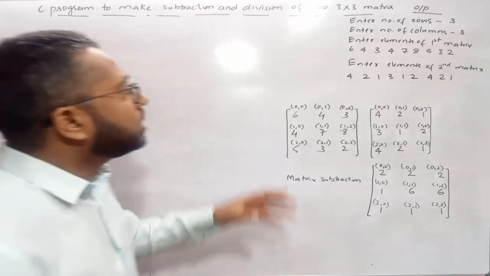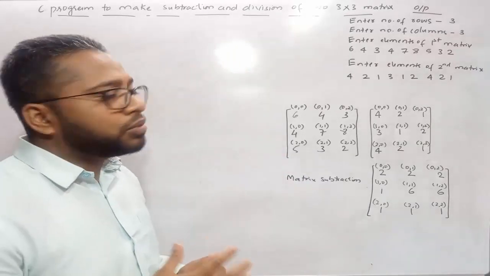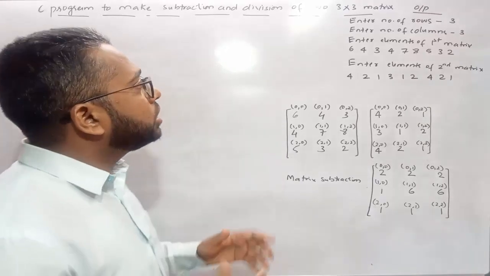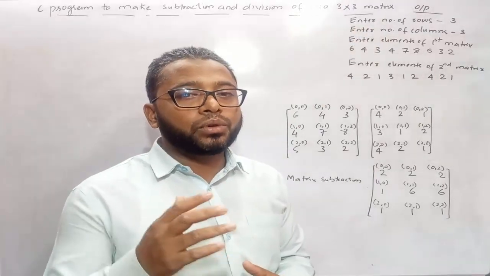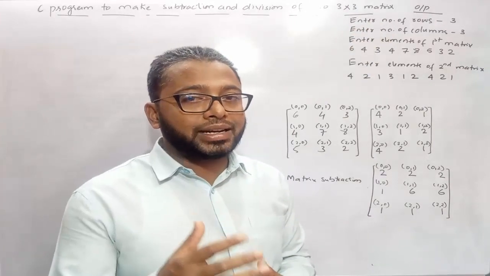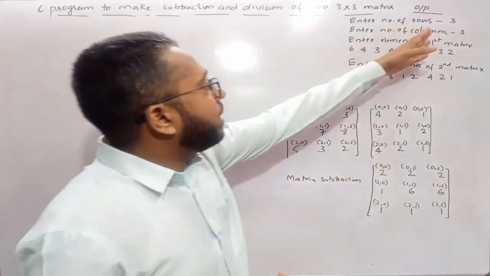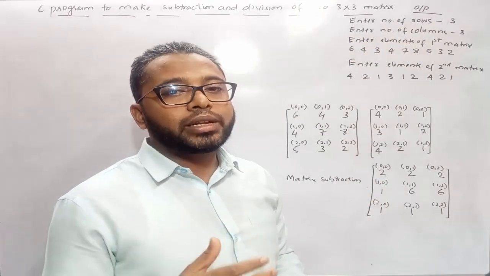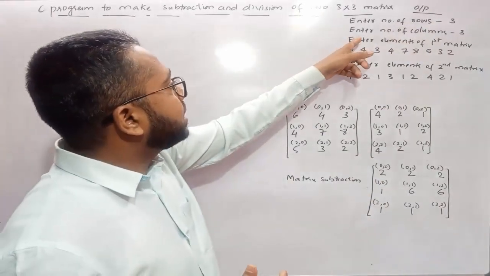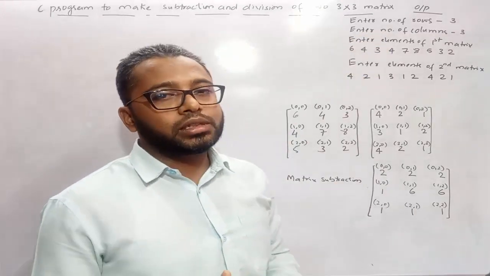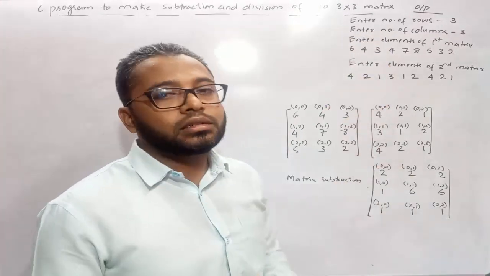Once the program gets executed, it asks the user to enter the number of rows. That means how many rows you want to create in your matrix. Here I have entered 3, that means I want to create a matrix with 3 rows. Then again it will ask, enter the number of columns, and again here I have entered 3.